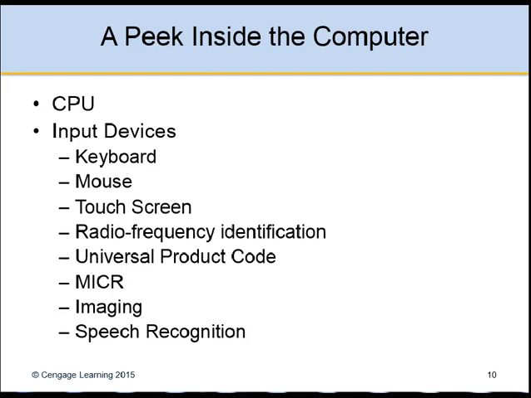Universal product code is a barcode on a product in a grocery store. MICR, the magnetic ink character recognition, automates check processing. Magnetic strips on credit cards and debit cards are another source of input data. And likewise, barcodes used on packages received from shipping companies are yet another source of input data.